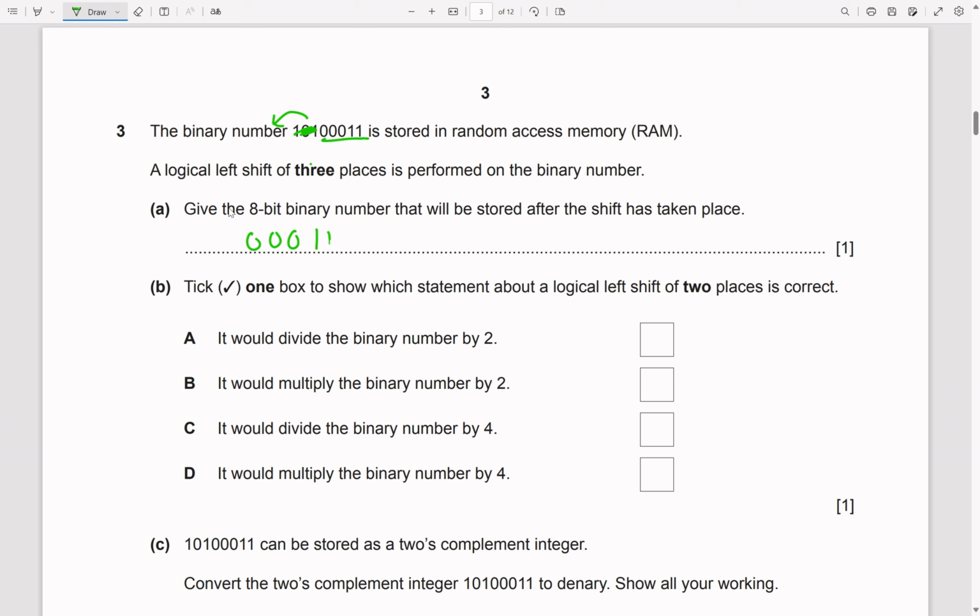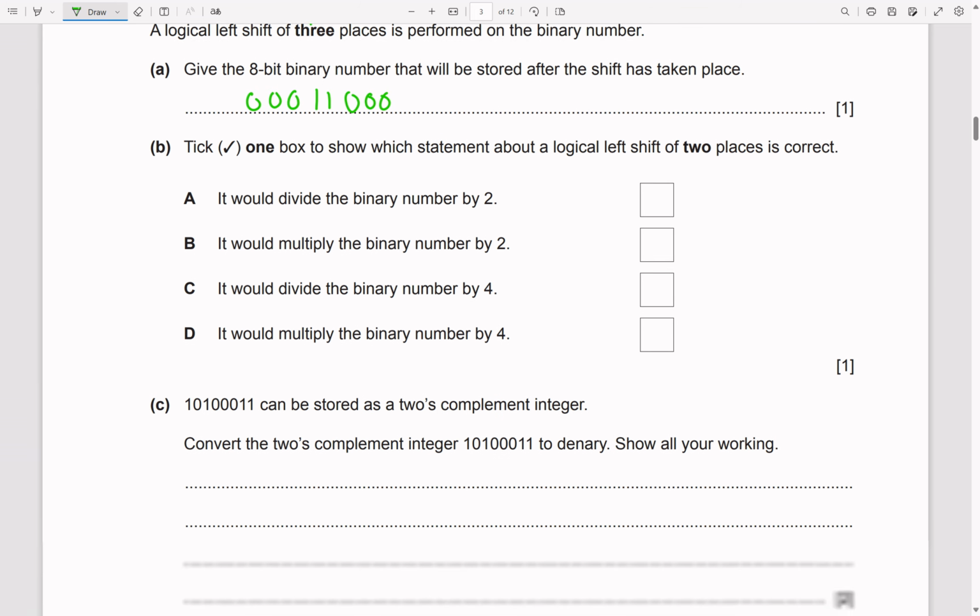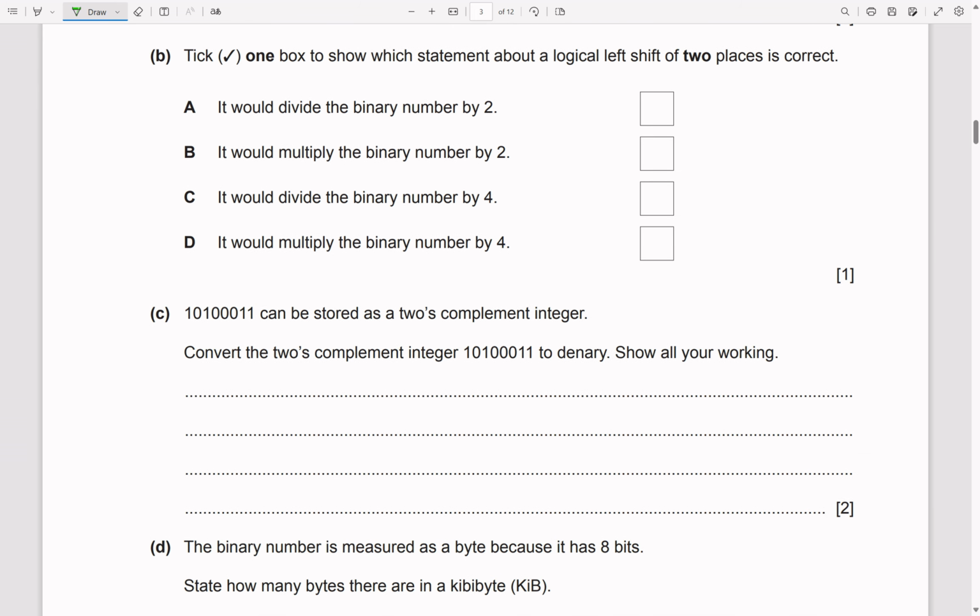So 0, 0, 0, 1, 1. And then we have to think, because we're shifting 3 to the left, that means that 3 zeros are then going to get shifted in. So yeah, that's not too difficult, hopefully.